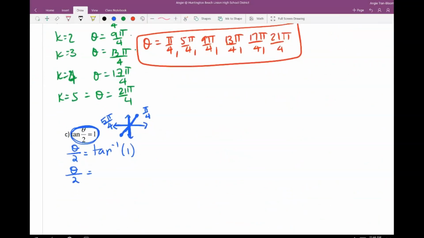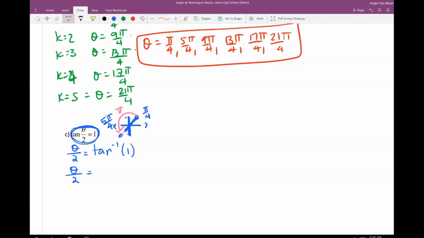But for this one, instead of adding 2 pi to get back to itself, what I can do is add pi. I'm going to add half a circle to get to the second answer. Half a circle is pi. So it's easier, as you can see, to just add a pi.